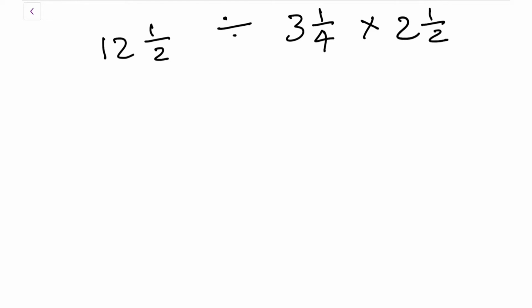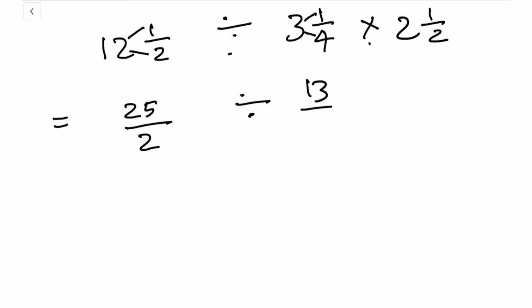Simplify 12 1 by 2 divided by 3 1 by 4 into 2 1 by 2. As you can see, we have a combination of division and multiplication. How do we do this? So the first step is always to change the mixed fraction to improper fraction. So let's do that. 12 2s are 24, 24 plus 1, 25 by 2, divided by 3 4s are 12, 12 plus 1, 13 by 4, into 2 2s are 4, 4 plus 1, 5 by 2.